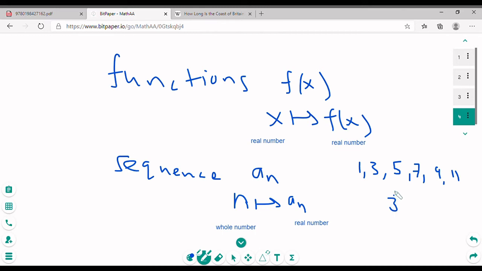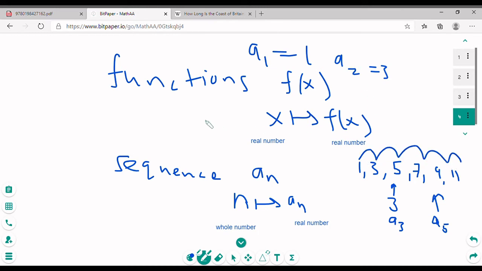This is the third element, so this would be written as A3. This is the fifth element, so this would be written as A5. So, what would A1 be? A1 would be 1. A2 would be 3. So, A is the name of the function or the sequence, and the number 1 or 2 says how far along you go in the chain.